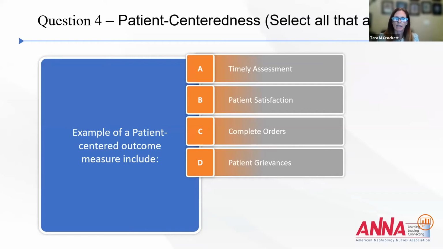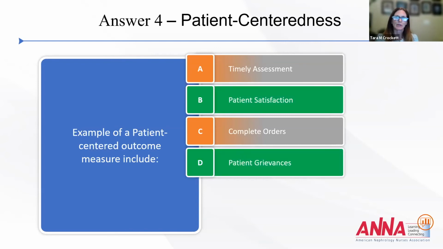All right, so we have patient satisfaction, 81%, and then we have patient grievances, 31%. That's awesome. So I'll show you the answer. Measuring patient satisfaction or patient grievances are examples of patient-centered care.